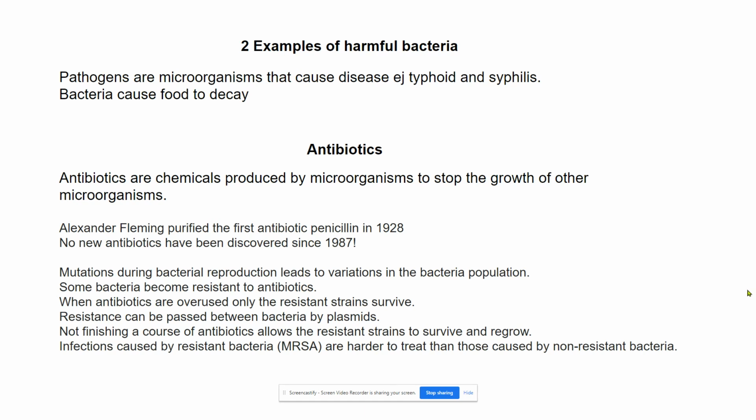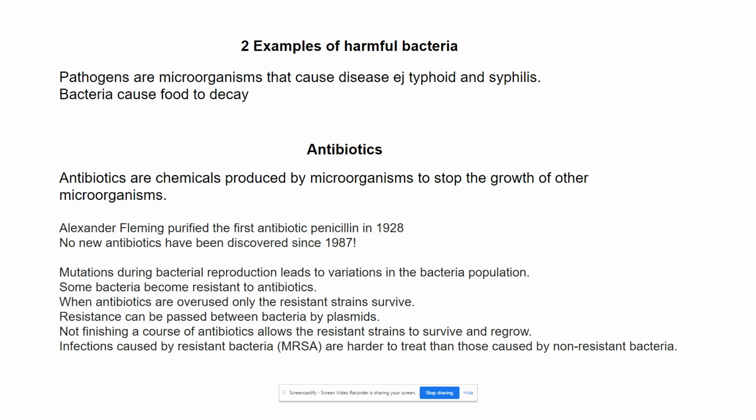Syphilis is another bacteria infection. It can lead to skin rashes. They're both easily treated with antibiotics, but at one stage in human history, they were very serious and often fatal diseases. And bacteria cause food to decay.